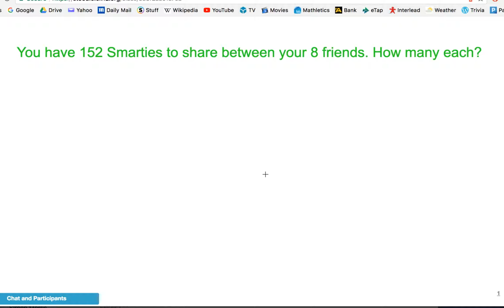You have 152 Smarties, and you share those between your 8 friends. How many Smarties are you going to get each? So the layout for this one looks a little bit different. You lay out how many Smarties you've got, 152, and then you put in the little bridge over the top. It looks a little bit like an L shape on its side, and then you lay out the number you're dividing by. It goes on the outside of that bridge, just like that. So it's 152 divided by 8. It just looks a little bit strange.